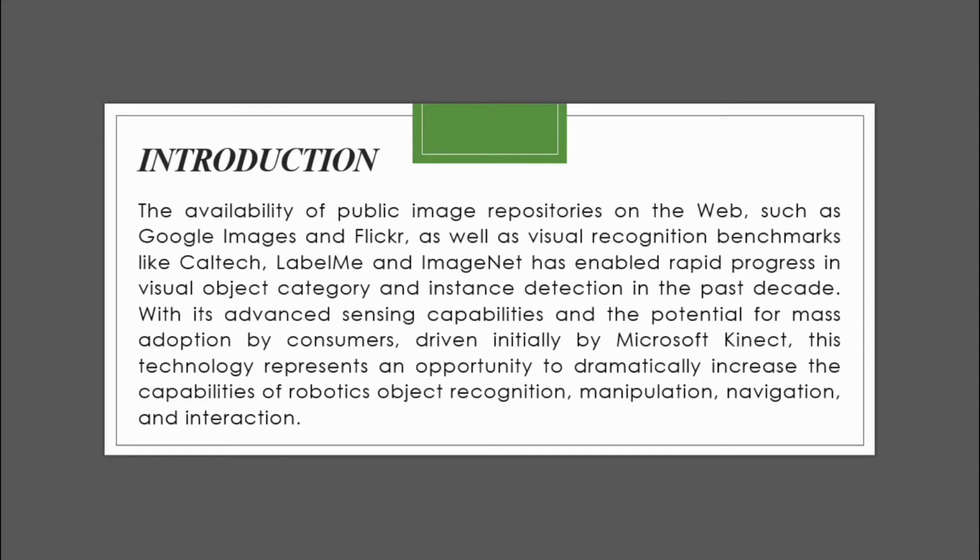Introduction. The availability of public image repositories on the web, such as Google Images and Flickr, as well as visual recognition benchmarks like Caltech, LabelMe, and ImageNet, has enabled rapid progress in visual object category and instance detection in the past decade. With its advancing sensing capabilities and the potential for mass adoption by consumers, driven initially by Microsoft Kinect, this technology represents an opportunity to dramatically increase the capabilities of robotics, object recognition, manipulation, navigation, and interactions.